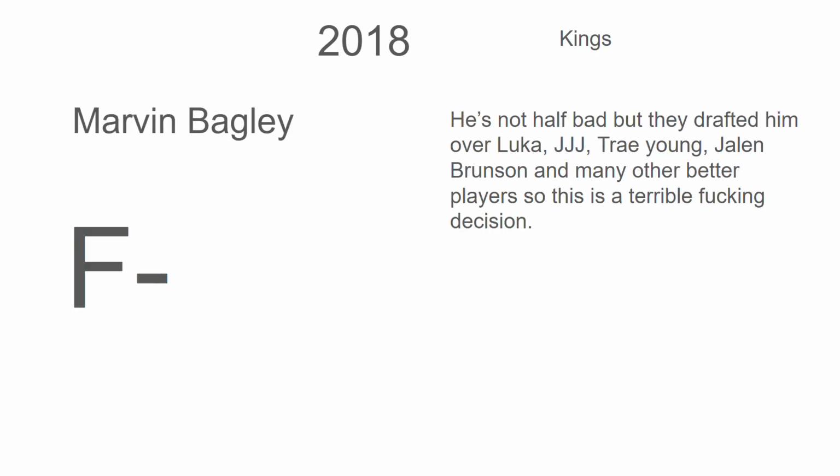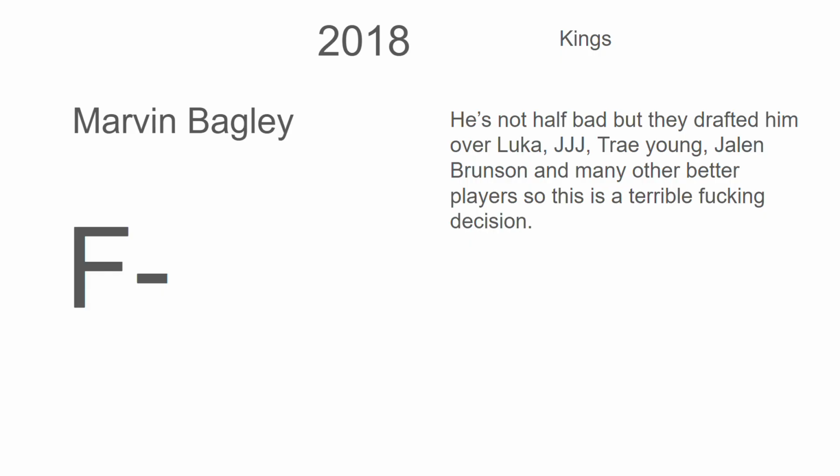2018, the Sacramento Kings drafted Marvin Bagley. That's an F minus. Look, Marvin is actually a pretty solid player, not gonna lie. He's a great rebounder, solid rim protector. He can score inside. He's very athletic and he can shoot. But they drafted him over Luka Doncic, Jaren Jackson Jr., Trae Young, Jalen Brunson, and many other good players. And this is just a stupid decision.